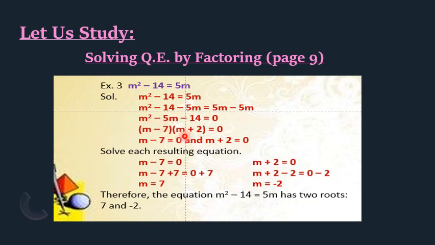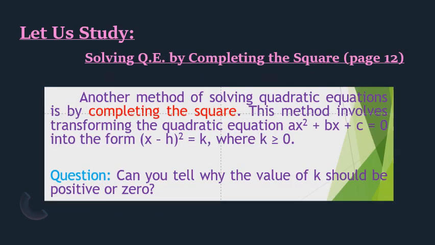M minus 7 times M plus 2 is equals to 0. Then apply nimo ang zero product property, so na kay m minus 7 is equals to 0, ug diri na po kay m plus 2 is equals to 0. I-distribute nimo siya, mao ni siya ang answer: m is equals to 7, ug diri na po kay m is equals to negative 2. So mao ni siya ang imong duha ka roots, 7 and negative 2. Now, another method in solving quadratic equation is by completing the square.